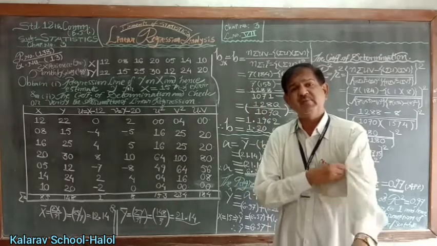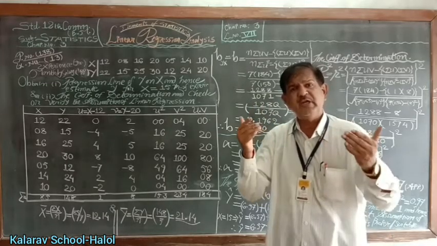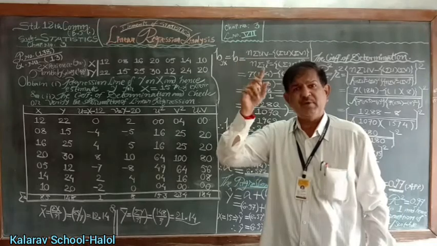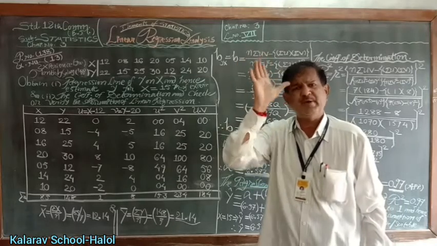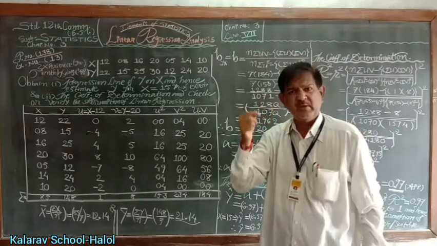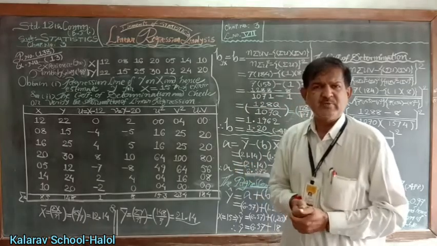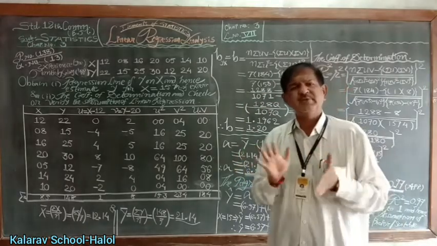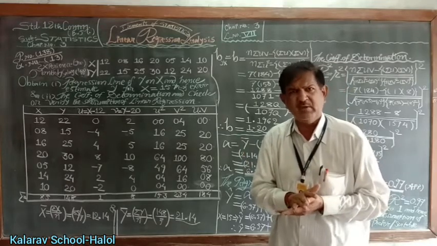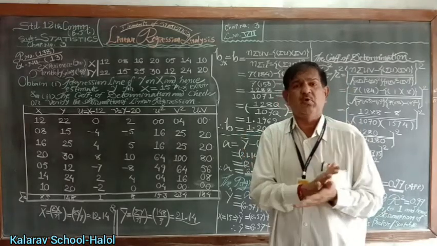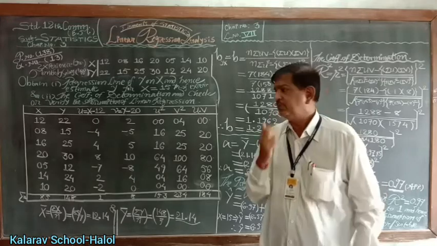The coefficient of determination is capital R square. R square is nothing but the square of the coefficient of correlation r, which we found in the second chapter. If the value of R square is nearest to 1, then the assumption is proper and suitable. If R square is nearest to 0, then the assumption is not proper.